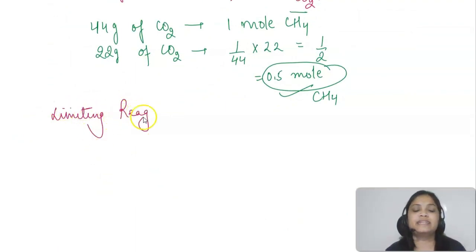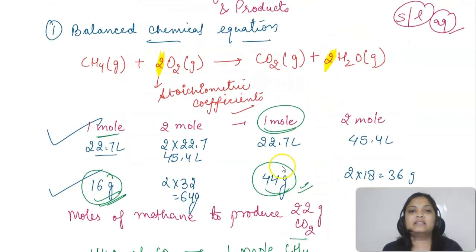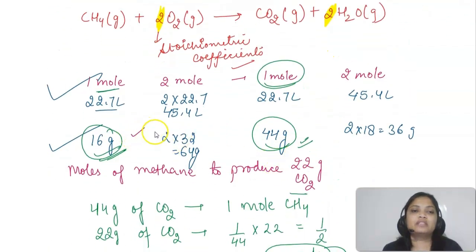You might have heard of it. I would like to tell you because some questions have been asked from this topic as well. So you know that, this is the balanced equation, and according to this I require 16 grams methane and 64 grams oxygen to react according to the balanced equation. But it's not necessary I am having these exact amounts.